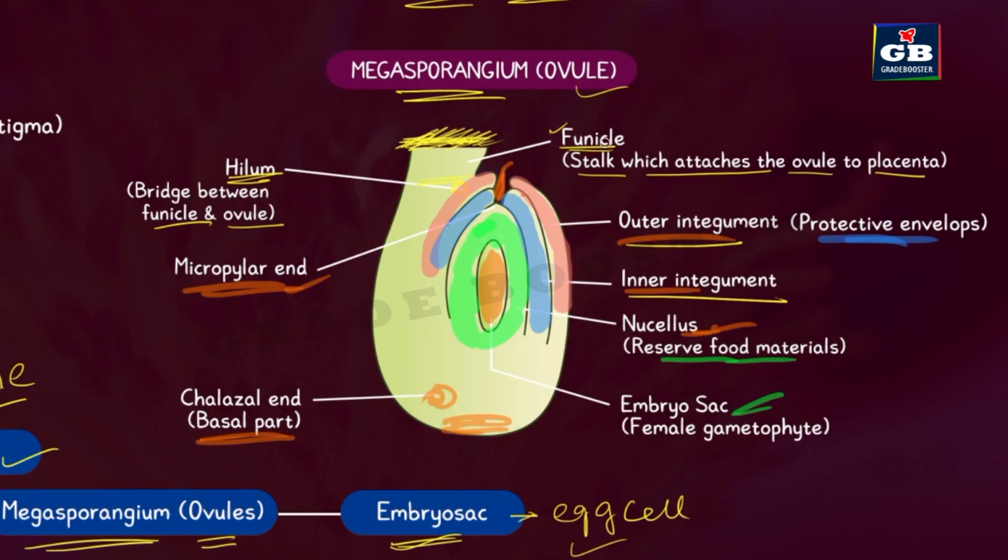So what are the different parts of the ovule? Funicle, hilum, outer integument, inner integument, nucellus, embryo sac. These are the different parts of the megasporangium or ovule.